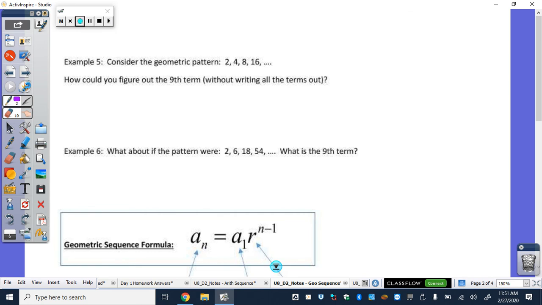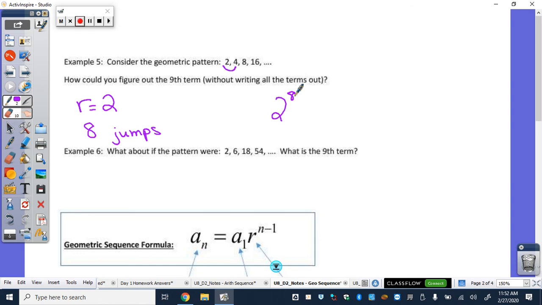So let's consider the pattern 2, 4, 8, 16. How could you figure out the 9th term without just keep multiplying by 2? Very close. So our ratio here would be what? 2. We're multiplying by 2. It's kind of like our arithmetic. How many times would I have to multiply by 2 to get from my first term to my 9th? 8. We'd have to do 8 jumps. So that means this ratio is being multiplied 8 times.